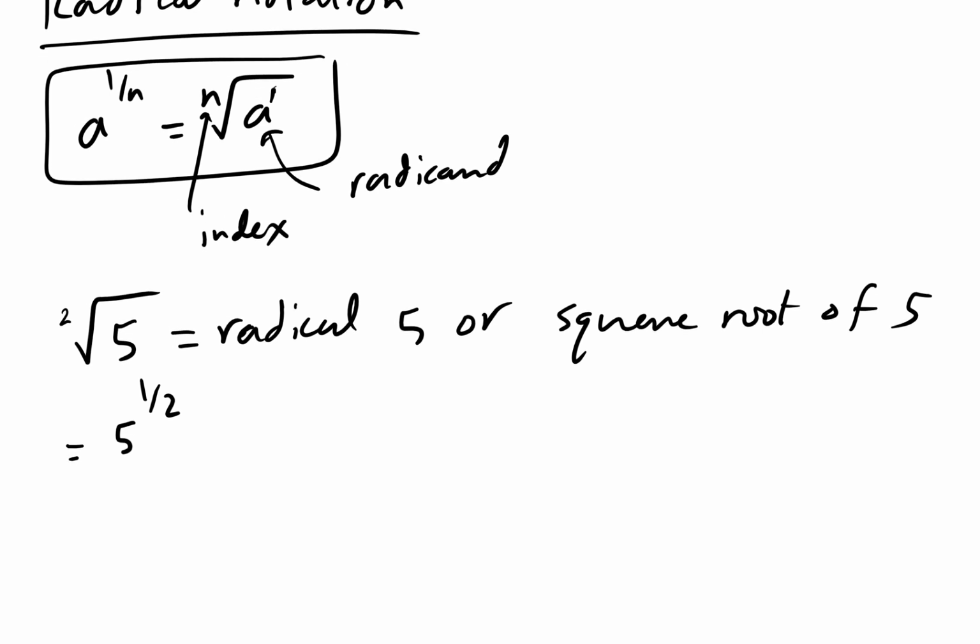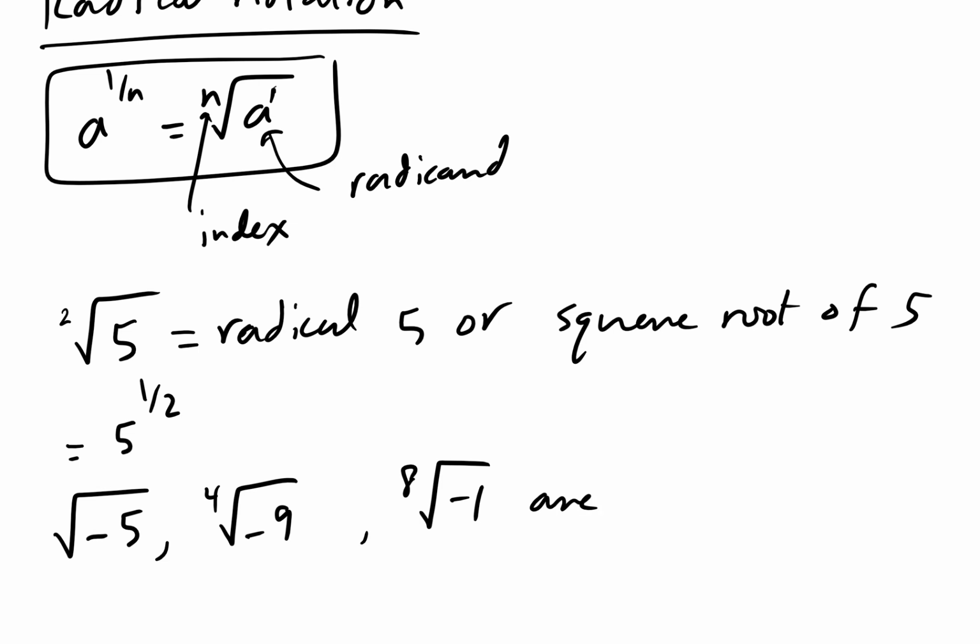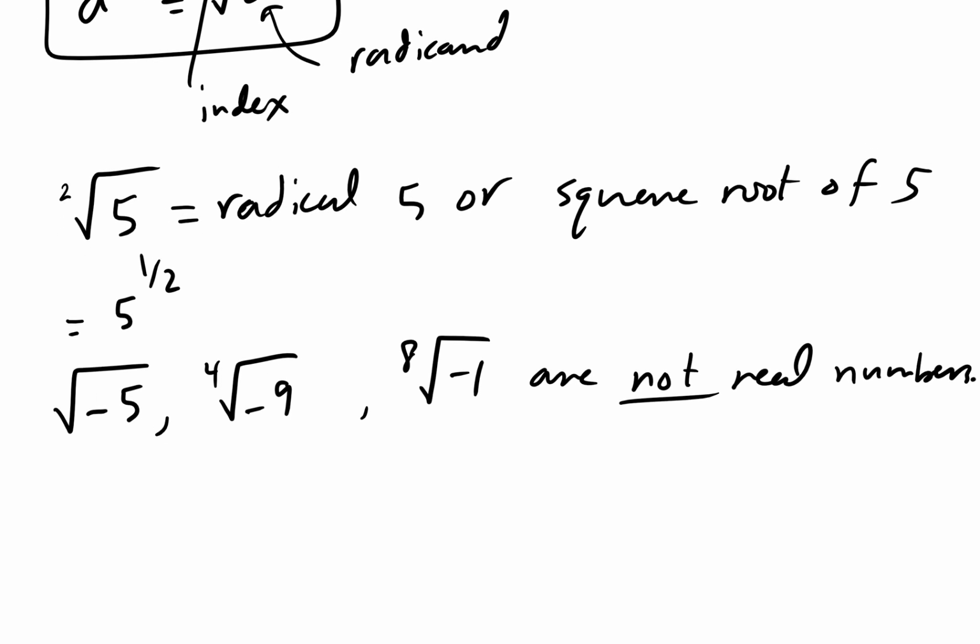Now, if we do the negative square root of 5, or negative 9 under the 4th root, or the 8th root of negative 1, those are not real numbers. They do not exist in real numbers. We can have a negative number under the radical when the index is odd. When the index is even, so there's a hidden 2 there, we can't have negative numbers under the radical sign.